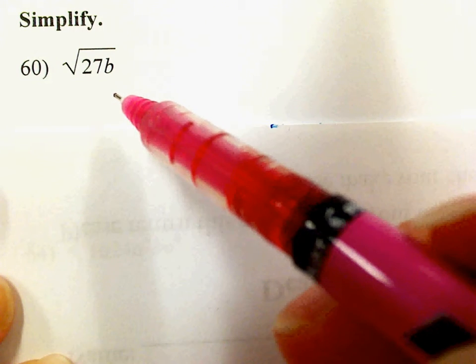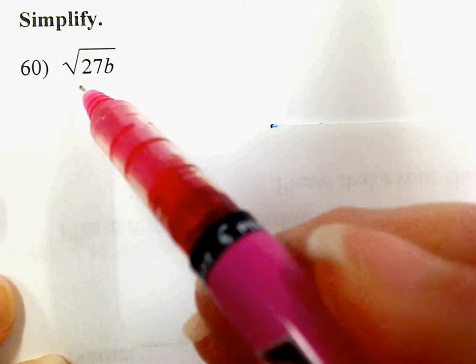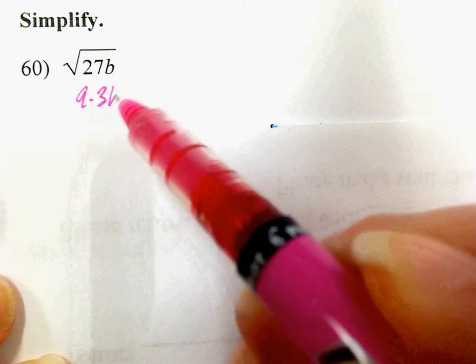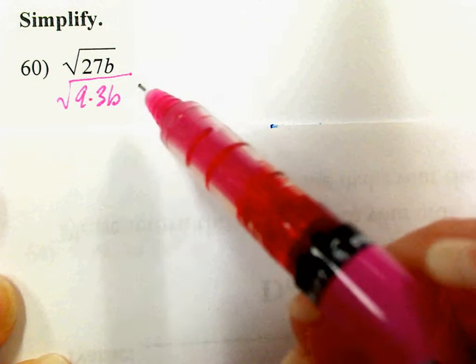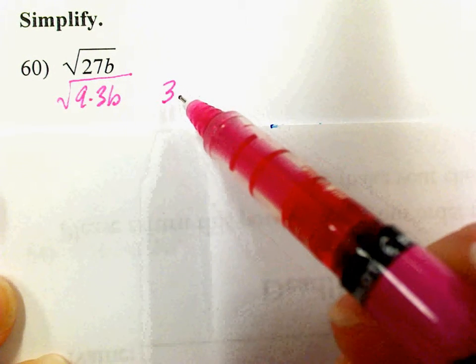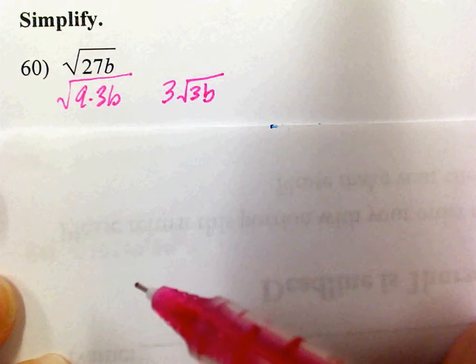9, right? The square root of 9 is 3. So I got 9 times 3b. What's the square root of 9? So I put a 3 on the outside. What do I leave inside? And there you go. Right. Okay.